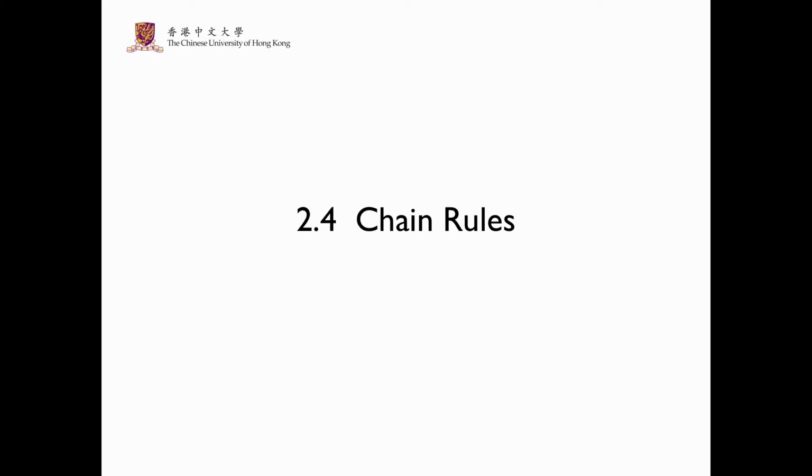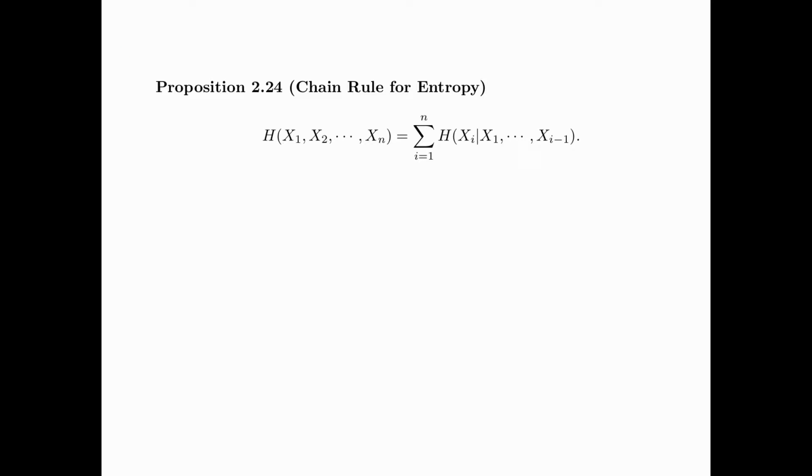In section 2.4, we talk about chain rules for information measures. First, we have the chain rule for entropy, which says that the entropy of X1, X2 up to Xn is equal to the summation from i equals 1 to n, entropy of Xi conditioning on X1, X2 up to Xi minus 1.